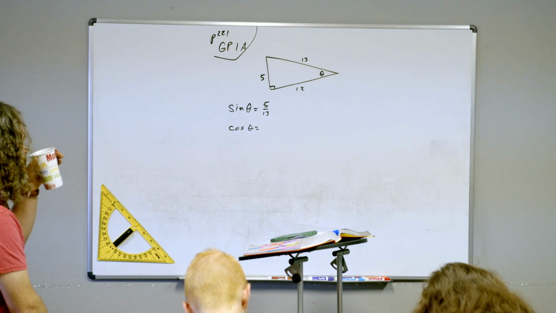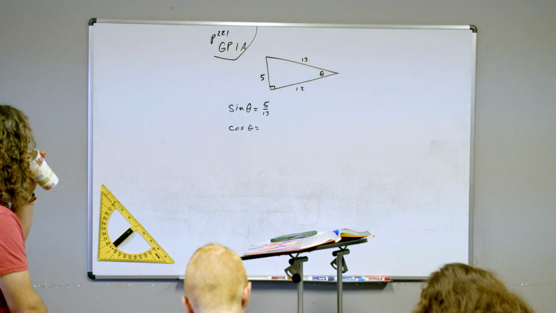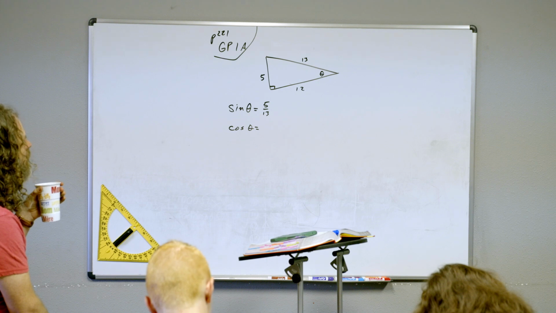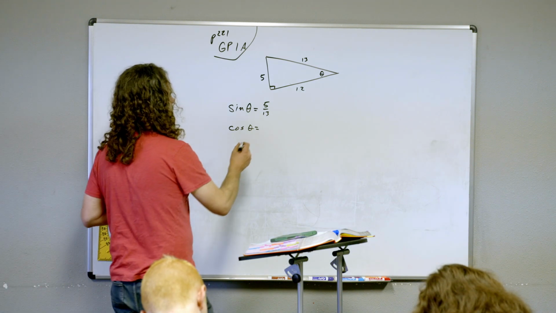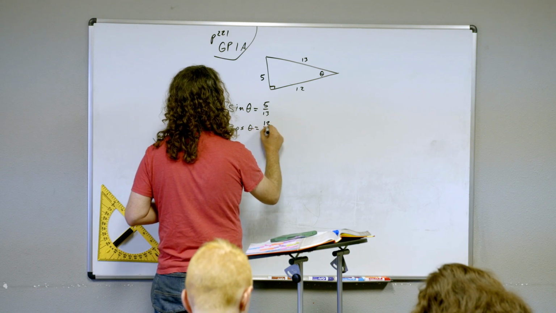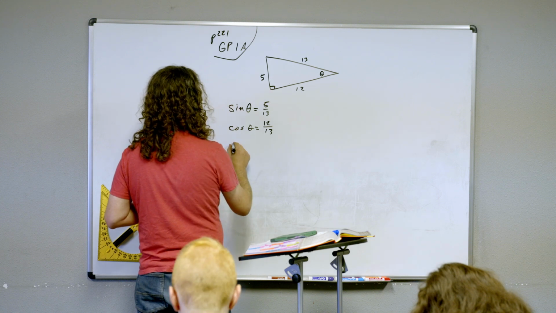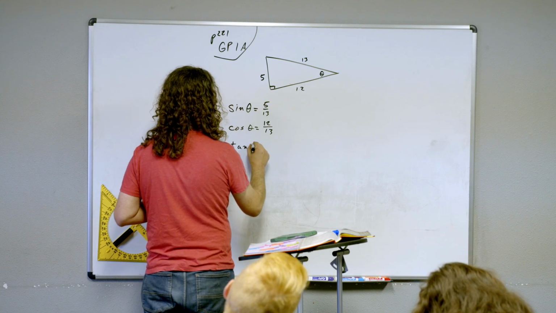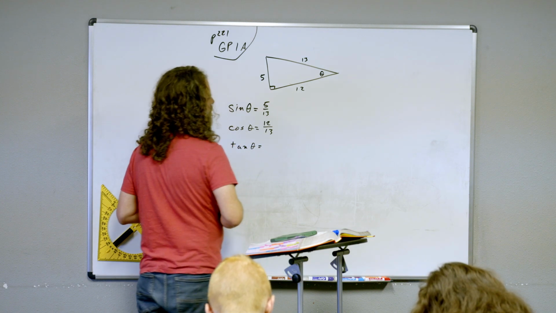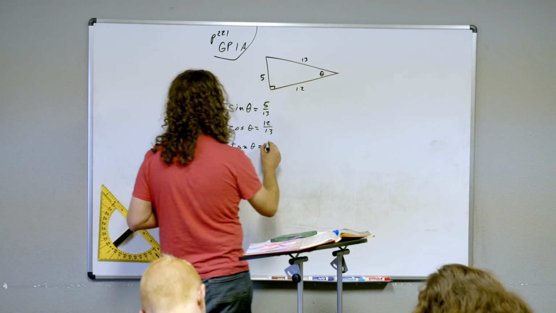So Garrett, what would cosine be? It would be 12 over 13. Yeah, that's right. Great. So then, everybody, what would tangent of theta be? 5 over 12.